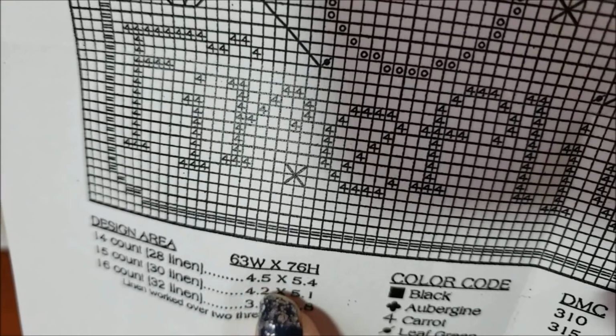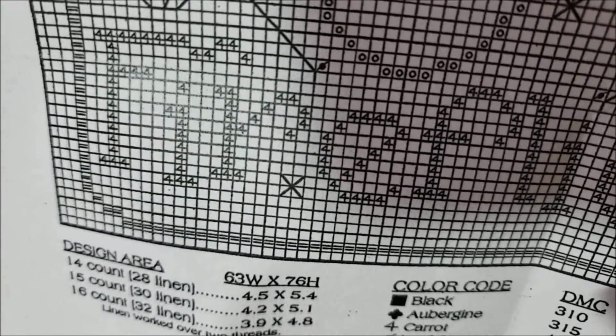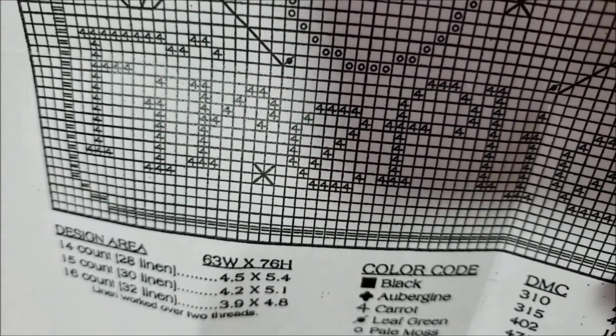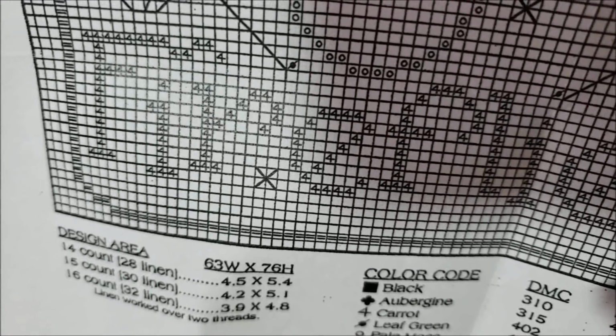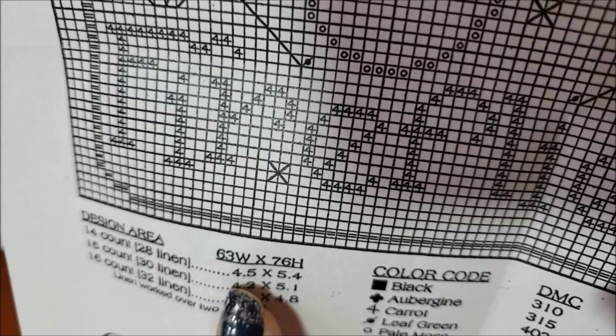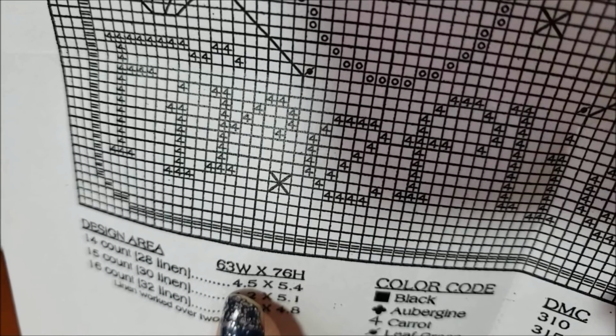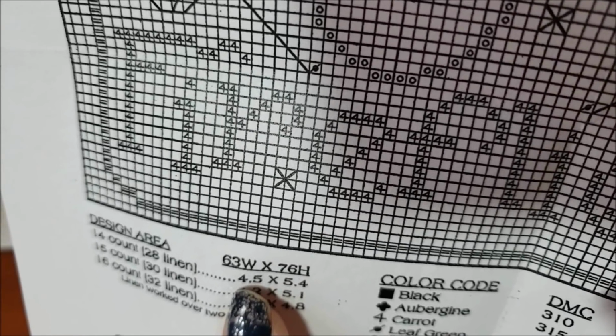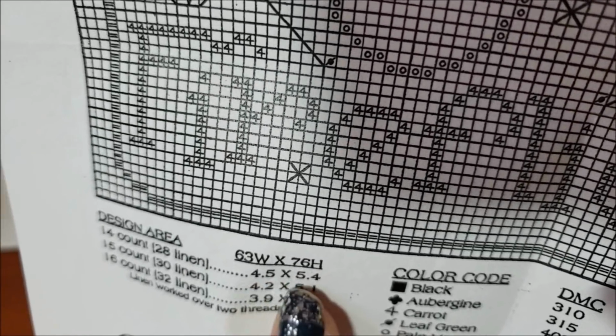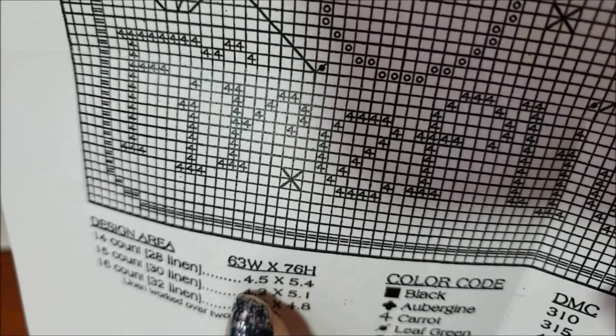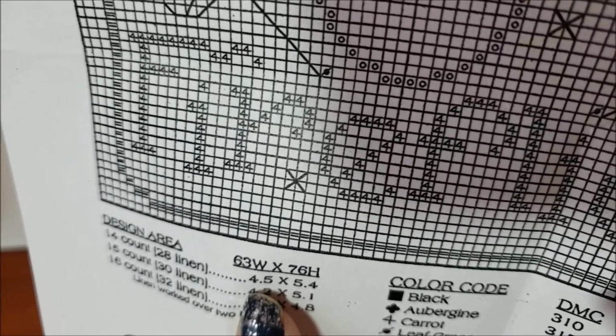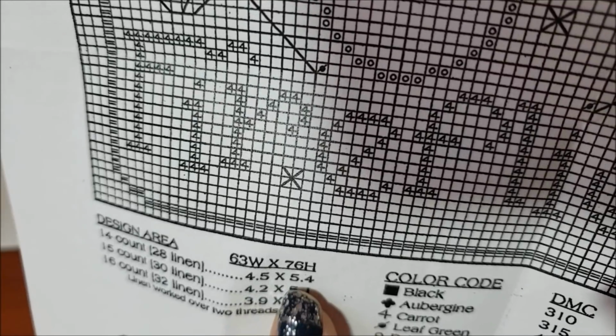Okay, so that is the size of your stitched area. If you're going to add 3 inches all the way around for framing, you're essentially going to add 6 to this, because left and right side, right? And 6 to this. So you would need a piece of fabric that is 10.5 by 11.5.